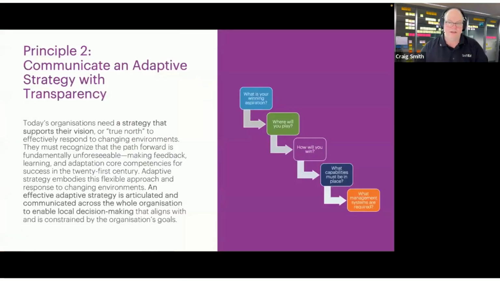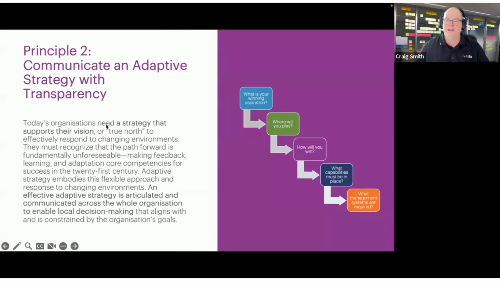The second principle is communicating an adaptive strategy with transparency. I'll play a game if anybody understands or knows the source for the diagram on the right-hand side. I suspect somebody has read the book. I'll give you the answer in just a moment. But type it into the chat if you're aware of that particular source.